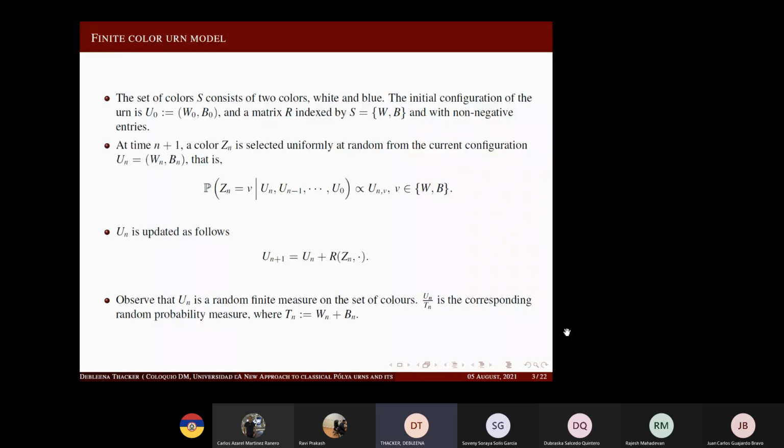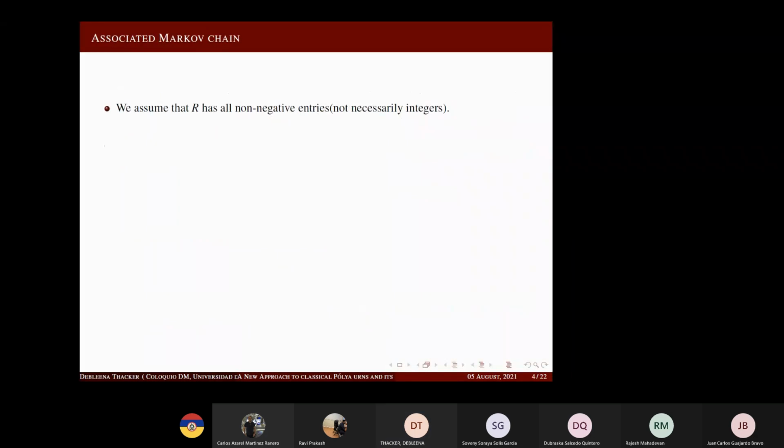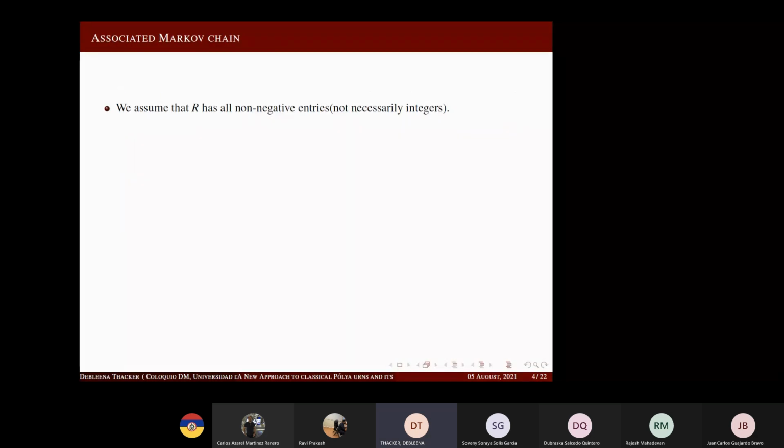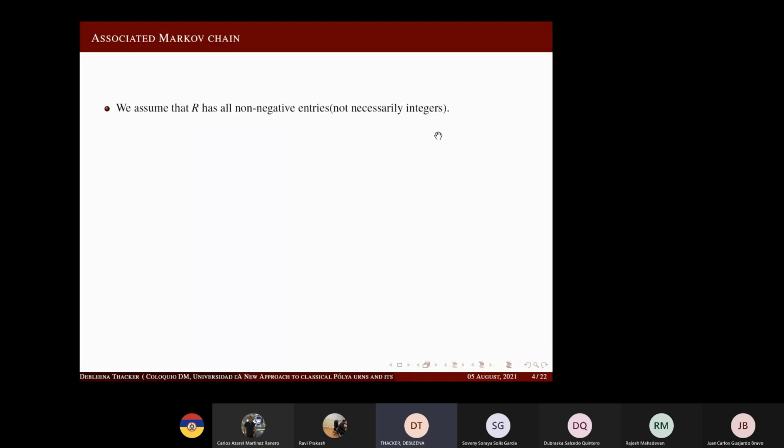So let's make one such assumption on R, so that we can actually study Tn and therefore study Un by Tn. Of course, we have already made the assumption that R has non-negative entries. Let's assume that all the entries of R are not necessarily integers. Now, this can be a bit counterintuitive because we may think that we are selecting a ball, but instead of that, think that we are selecting a color.